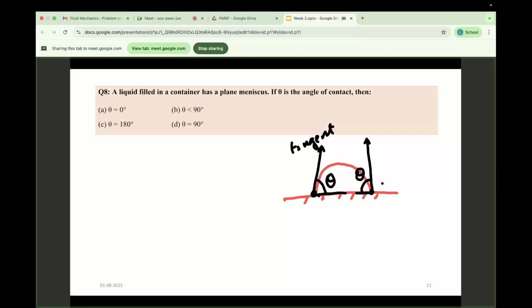Is it clear? That means you have to draw a tangential line to the curve of this droplet, and check what angle it makes with the surface. So the surface basically is the reference line.